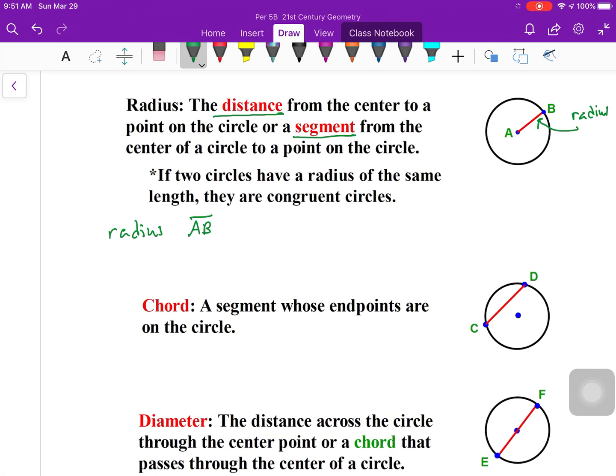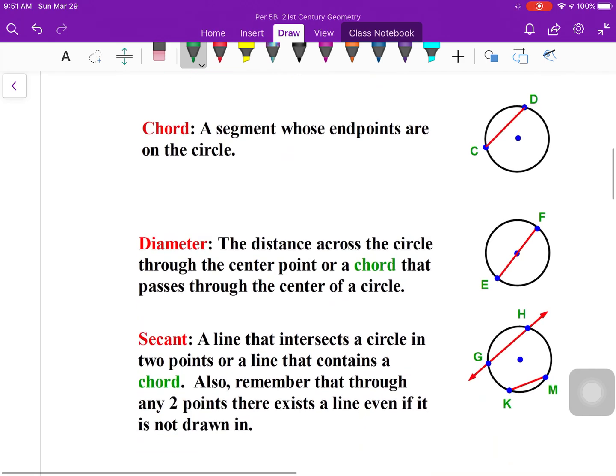Now, if 2 circles have the same radius, or the same length of radius, then they're called congruent circles. So congruent circles are circles the same size, just like we expect. And that's what a radius is. Again, we've known what a radius was even before this. The next vocabulary word that we're going to talk about is a chord.